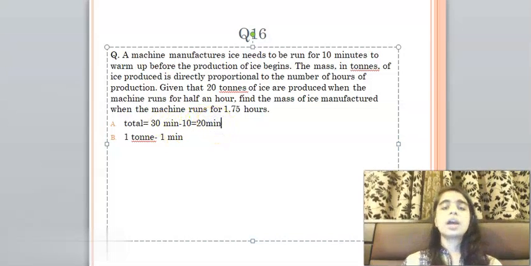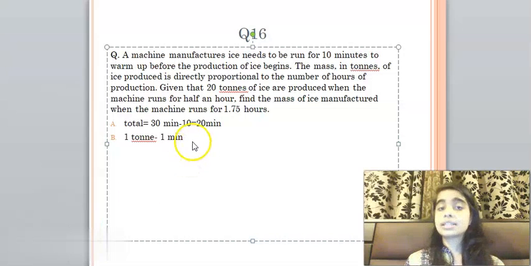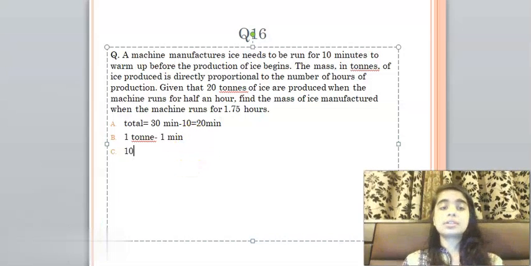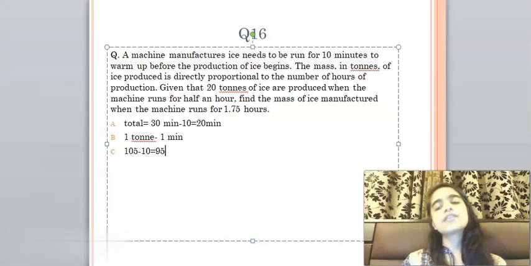Alright. Now let's move forward. Find the mass of ice manufactured when the machine runs for 1.75 hours. Now since we are doing the whole calculation in minutes, let's convert this 1.75 hours into minutes. So 1.75 hours will be 105 minutes. Okay. Now one thing to notice is that in these 105 minutes, you need to subtract 10 minutes. Why are we subtracting 10 minutes? Because these minutes are required to warm up the machine. So actually, production took 95 minutes.